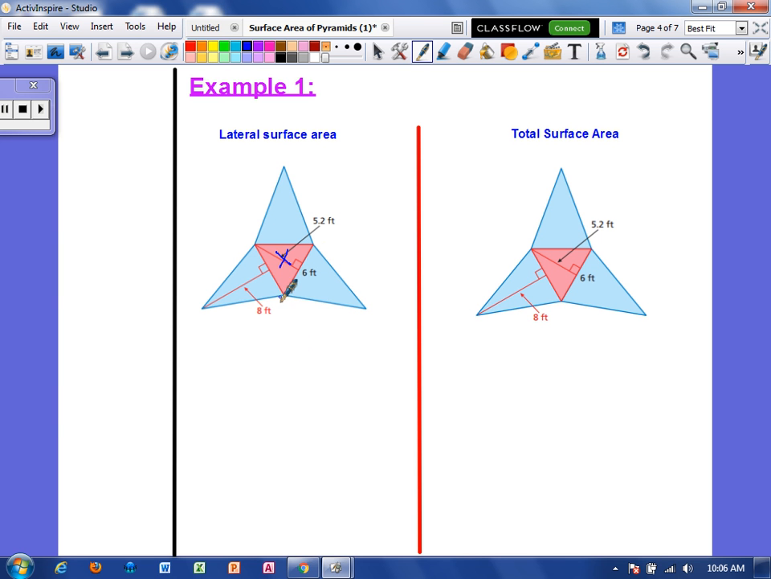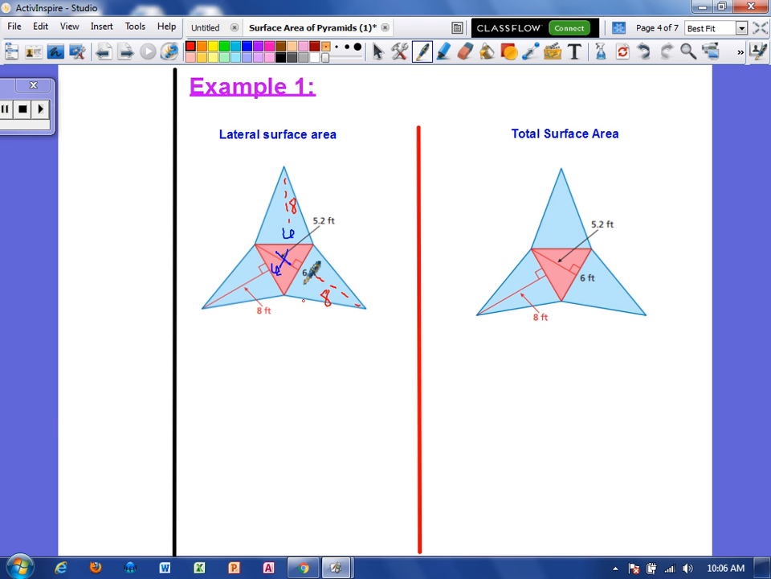Now, this triangular pyramid actually has an equilateral base, so that means that if this measures 6 feet, so does this, and so does this. All right, now this has a height of 8 feet, which means so does this triangle and this triangle.